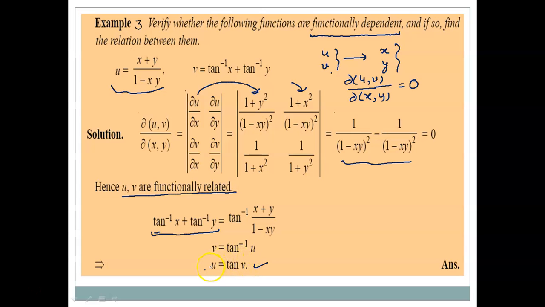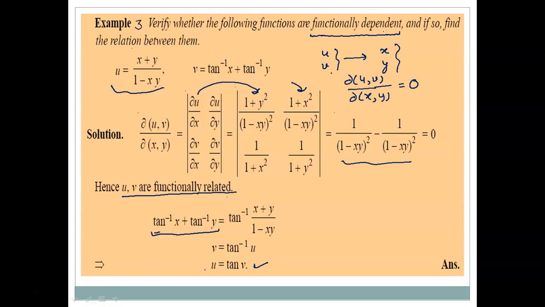From here you can easily say that u depends on v, or from here you can say v depends on u. So such kind of situation is called a functional dependence. This kind of situation is called functional dependence of variables. So this was regarding property 3 of Jacobian.